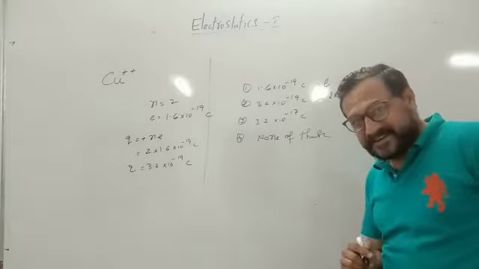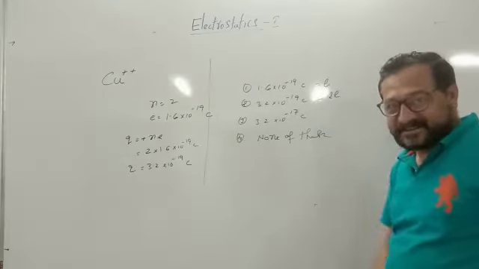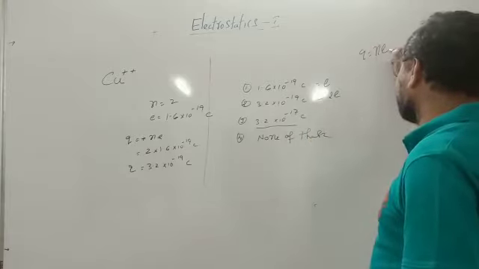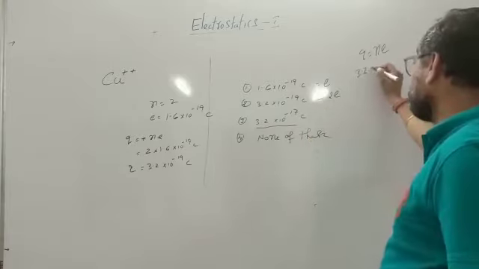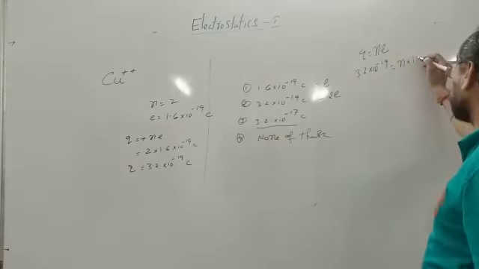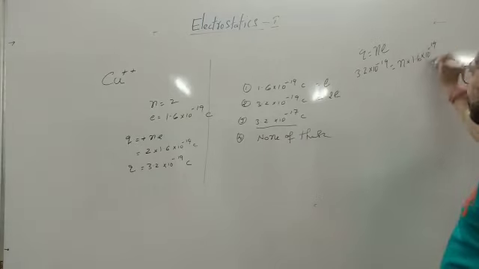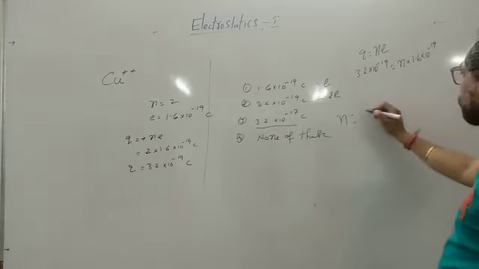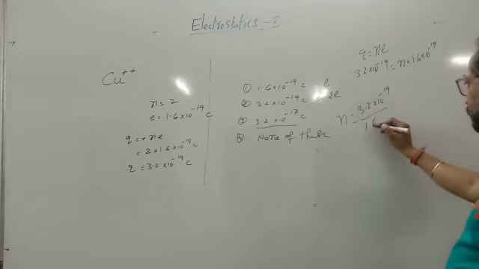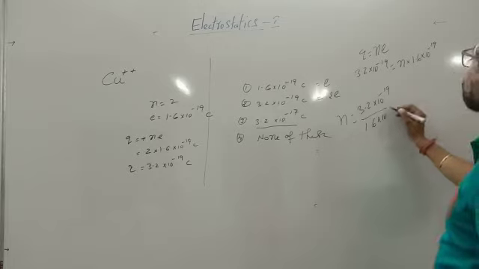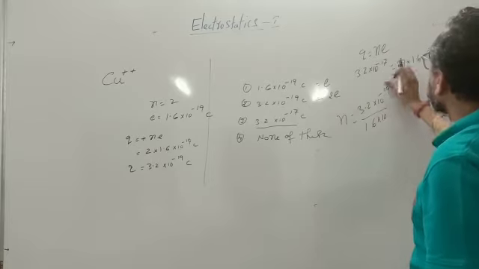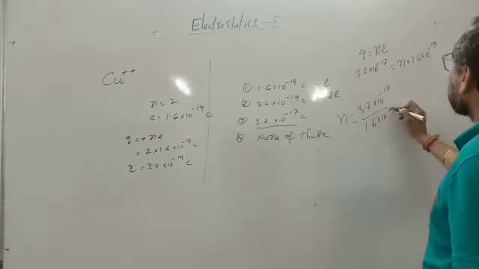Iska answer kya hona chahiye? Aaiye apan discuss karke is answer ki taraf chalte hain. Isko dekhte hain, this is an amount. Q is equal to ne. Q is given, 3.2 × 10^-17, and we will find n. e is 1.6 × 10^-19. Therefore, n is equal to 3.2 × 10^-17 divided by 1.6 × 10^-19.